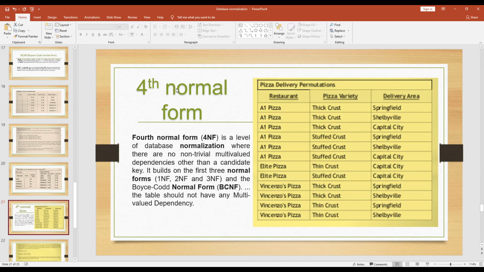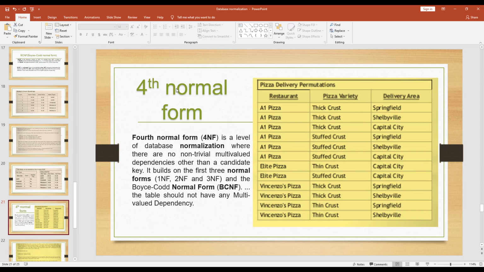Pizza variety. The first to third rows have thick crust. Fourth to sixth rows have stuffed crust. The seventh row has thin crust. The eighth row has stuffed crust. Ninth to twelfth rows have thick crust.